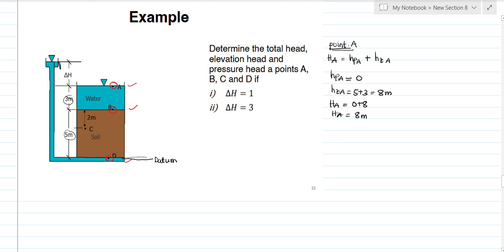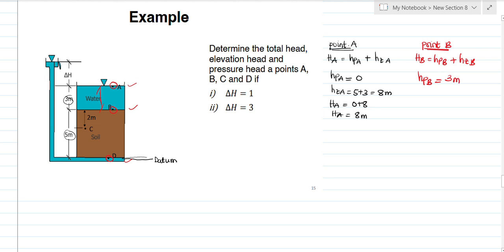So first of all, we start with A, then we come to B before we come to C. So let's take point B, right? The total head at point B is equal to the pressure head at point B plus the elevation head at point B. So what is the pressure head at point B? It is the column of fluid above it, and that is 3 meters, right? This is the column of fluid above point B. And so that is 3 meters.